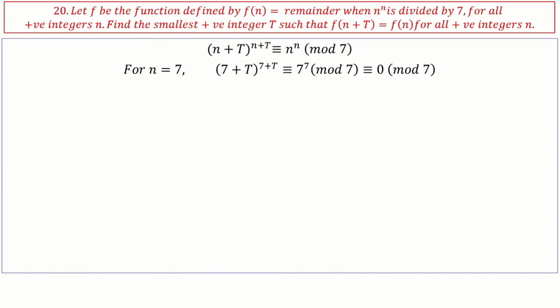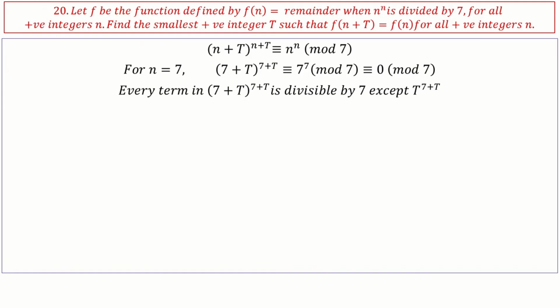Okay, (7 + t)^(7+t) is congruent to 7^7 mod 7, which is nothing but 0, right? We get 0 mod 7. So if you look at (7 + t)^(7+t), you have 7 in every term of the expansion except the last term. The last term is nothing but t^(7+t).